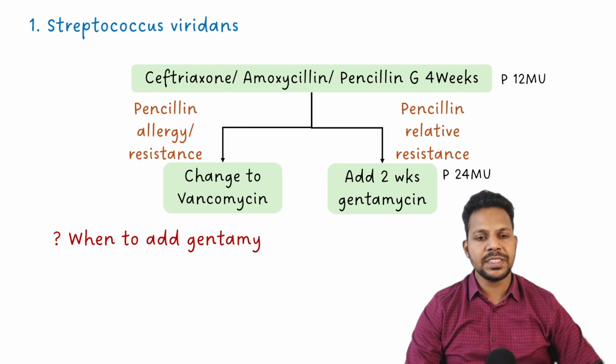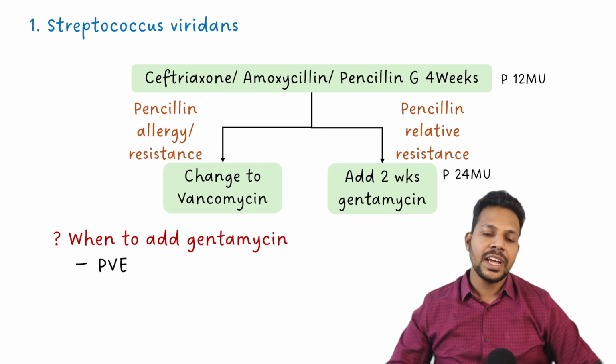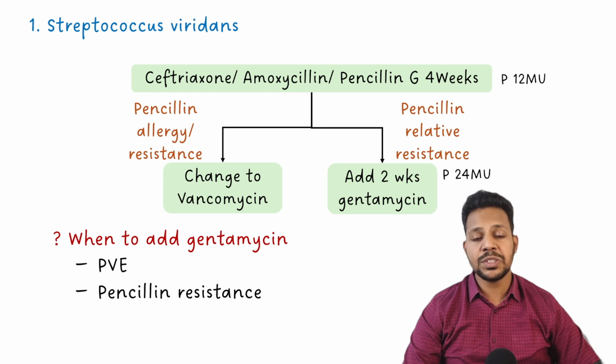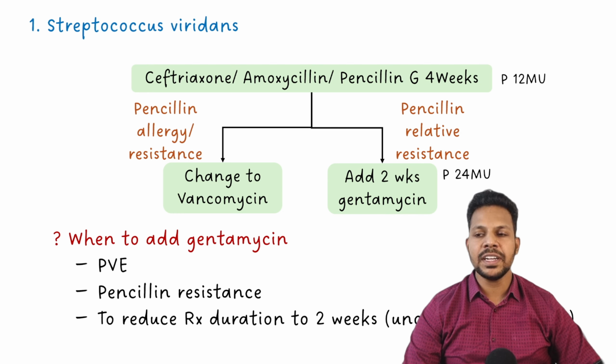And when to add gentamicin? Gentamicin should be added if you are treating a prosthetic valve endocarditis patient or a patient with penicillin resistance, and to reduce the treatment duration to 2 weeks. Actually, a patient of native valve endocarditis should receive 4 weeks of antibiotic treatment, but if you want to reduce the treatment duration to 2 weeks, you can add gentamicin for this patient.